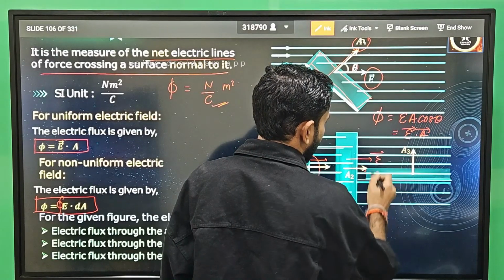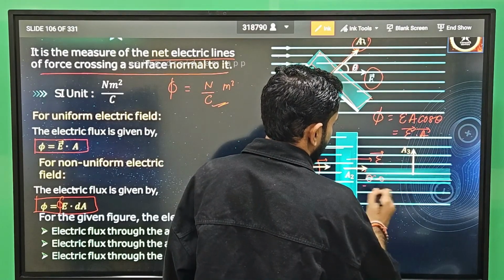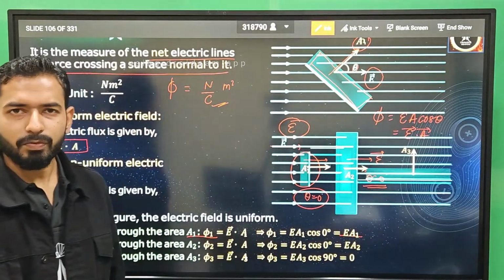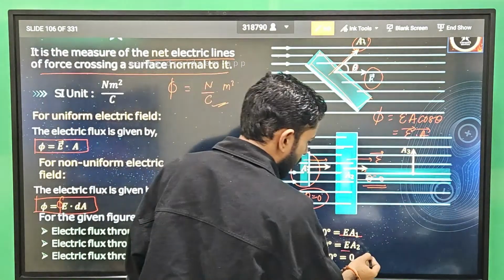This is the electric field vector. Again theta is equal to 0. If theta is equal to 0, cos of 0 is equal to 1. That means again I can write this as E into A2.